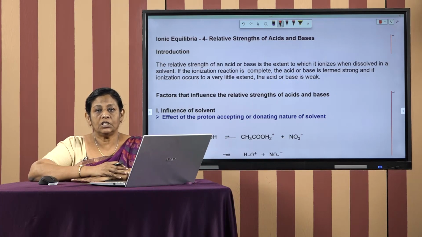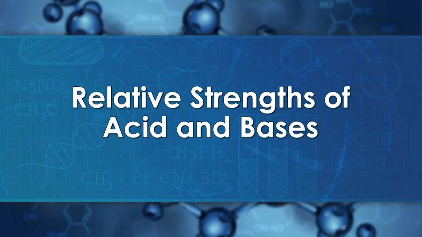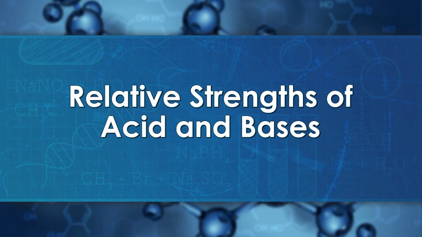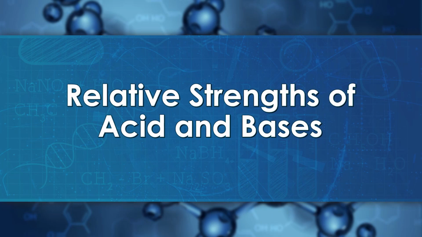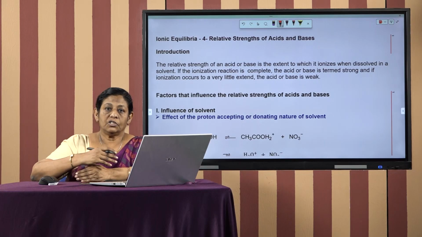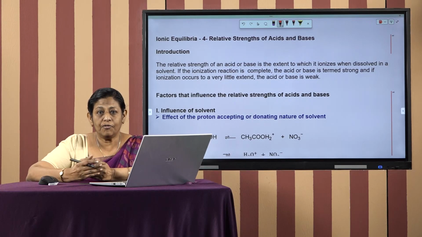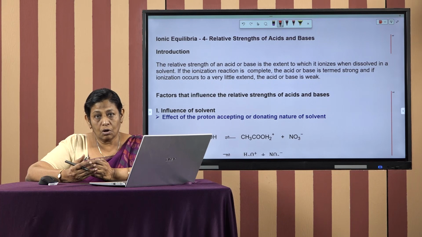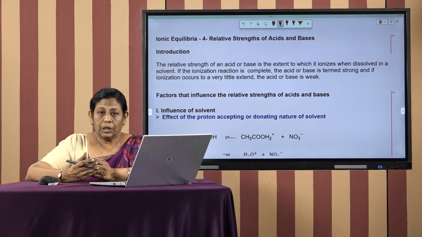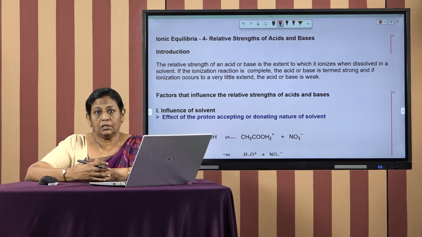Welcome to the fourth session on ionic equilibria. In this, we will be dealing with the relative strength of acids and bases. Now, relative strength means there is a comparison, how far an acid is strong, how far an acid is weak, or how far a base is strong or how far it is a weak base. We are going to compare that strength.